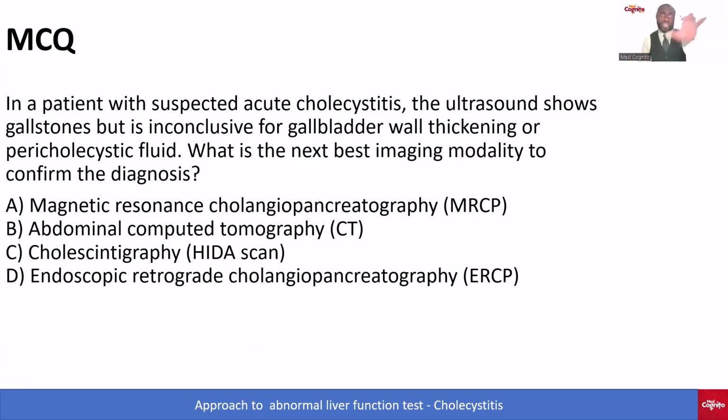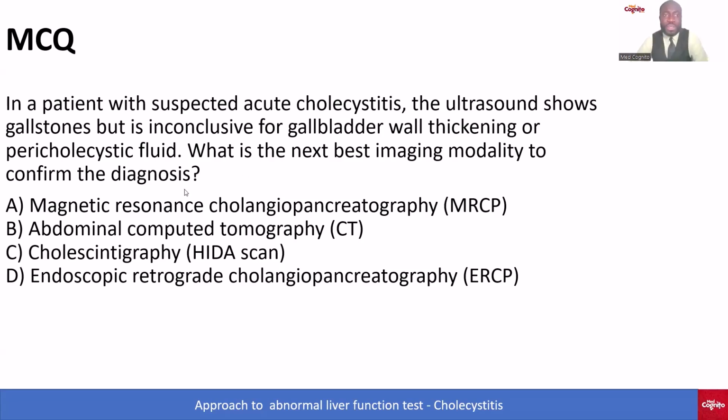Suspected acute cholecystitis, ultrasound shows gallstones, but is inconclusive for gallbladder wall thickening and pericholecystic fluid. Because we've already said that with acute and chronic cholecystitis, there'll be gallbladder wall thickening, there'll be a stone if it's a calculous cholecystitis, fever, leukocytosis. But then this question says that it's inconclusive for gallbladder wall thickening or pericholecystic fluid. What's the next best imaging modality? So when you've done your ultrasound and the ultrasound is inconclusive, what's the next best step?